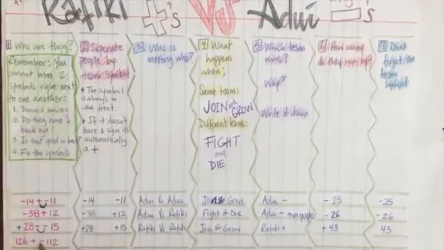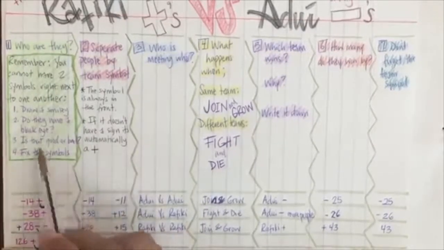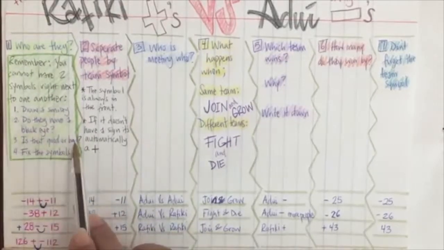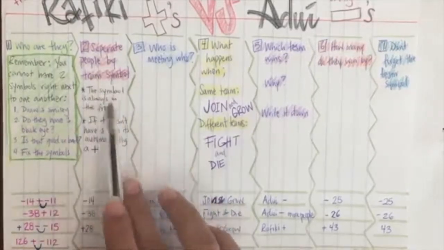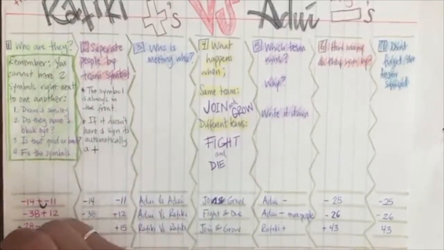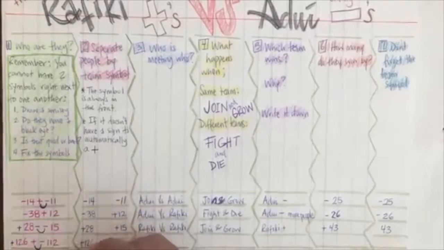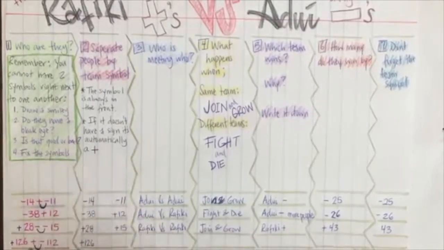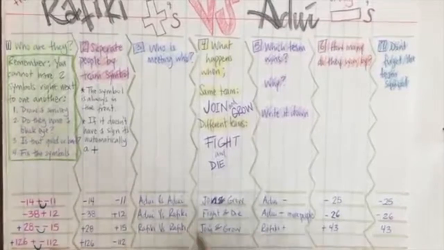Again, you can't have two symbols next to each other. Draw a smiley face. Good or bad? Any black eyes? Black eye. Bad, bad, bad. So that's negative, Adui. So now separate them. Remember, if there isn't a symbol in the front, you can put a positive. So it's positive 126, and then that's bad. So that's going to be negative 112.